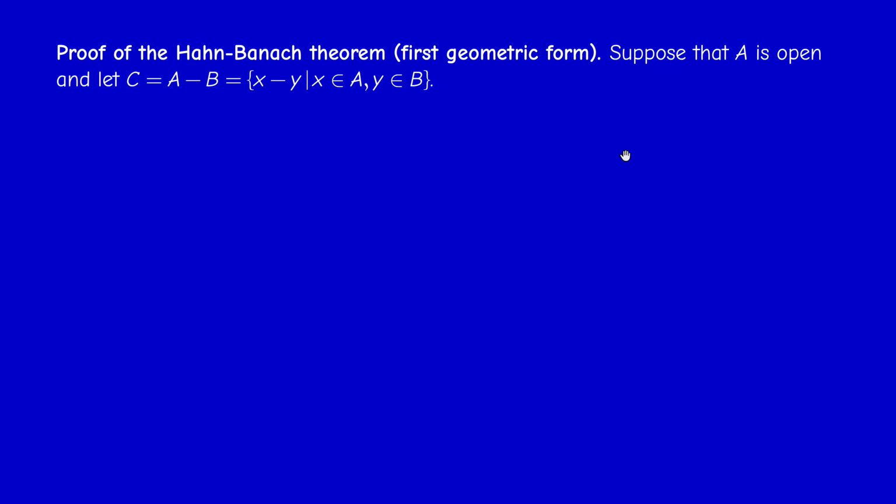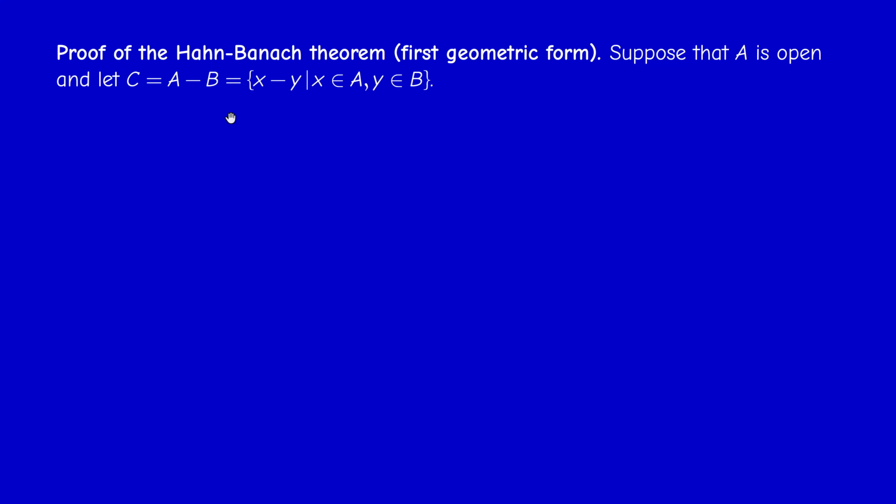Okay, so in the geometric form, we have two disjoint convex sets, A and B, and we said that one of them is open. So suppose that A is open. Okay, we consider then the set A minus B, which is by definition the set of all elements of the form x minus y, where x is in A and y is in B.